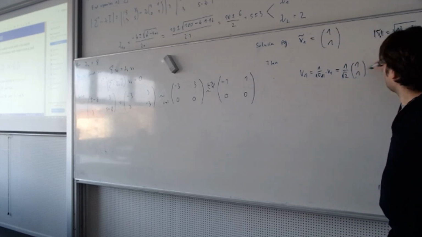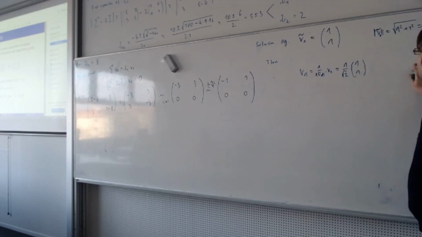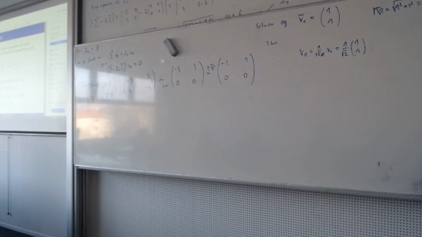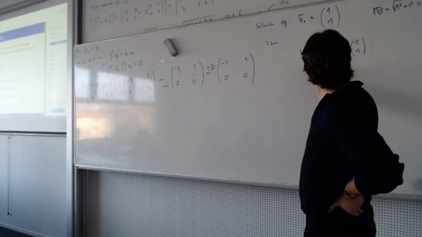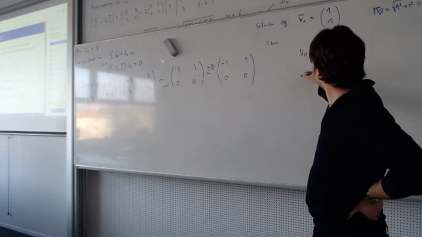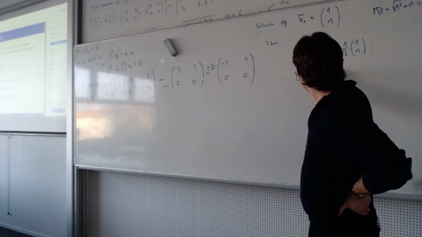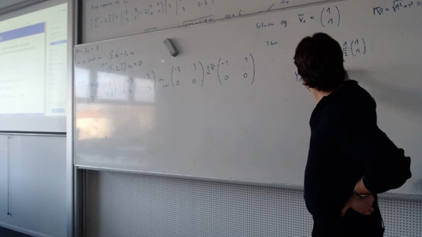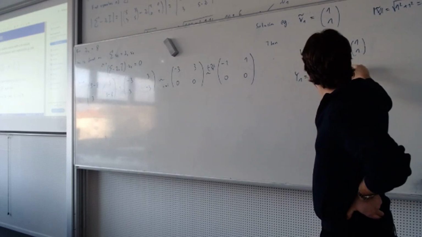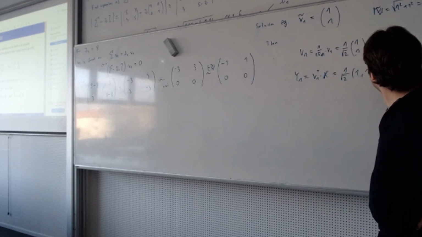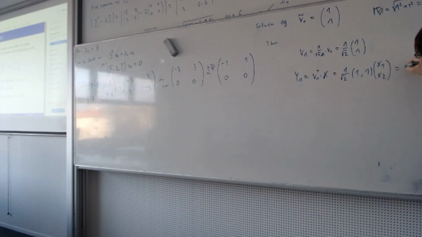So, 1 over square root of 2 times 1, 1. Good. And if we take this vector, transpose it, and multiply it by the original, we get y1, which is v1 transpose times x. So we get 1 over square root of 2 times 1, 1, times x1, x2. Basically, x1 plus x2 over square root of 2. So that's the first principal component. We add x1 and x2 and divide by square root of 2, and we get the first direction. Okay?